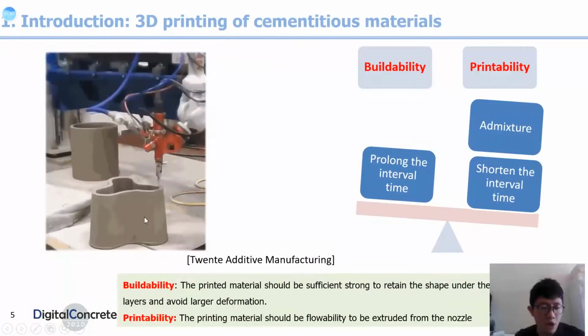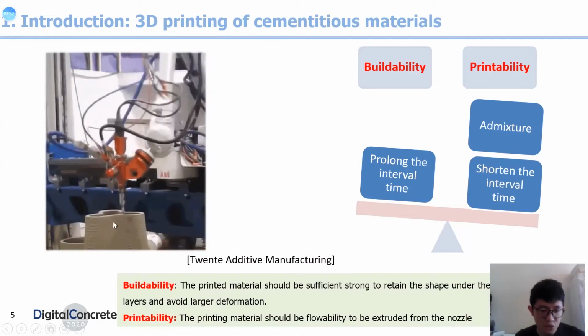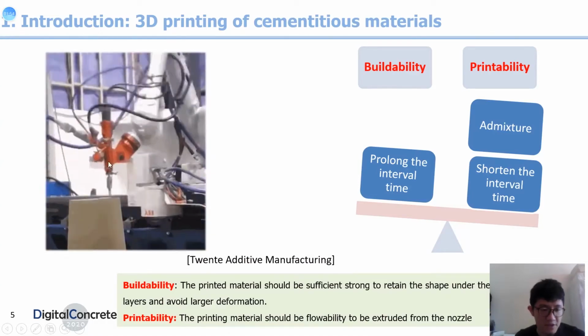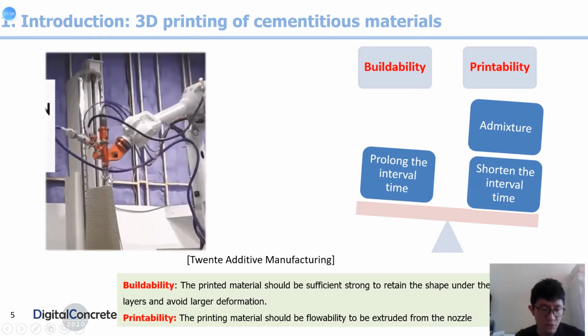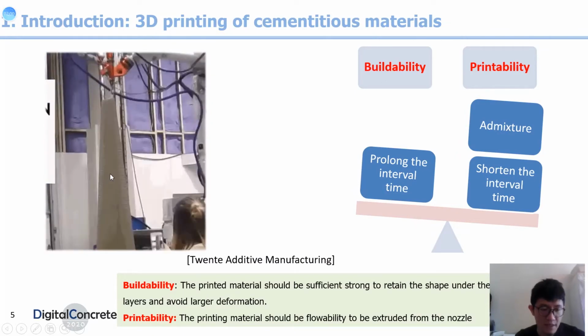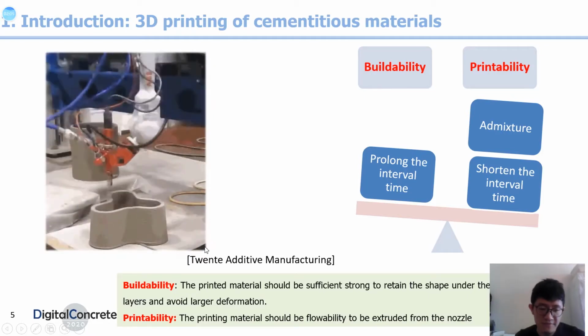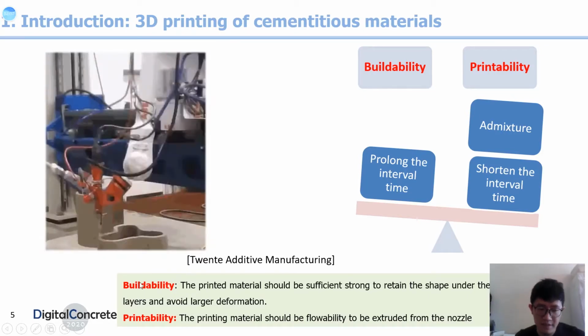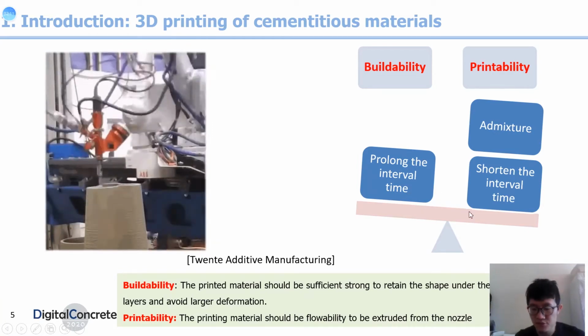When we print an object, we must make sure the material can first be extruded from the nozzle. After extrusion from the nozzle, the material should be strong enough to build the capacity for the subsequent load. So it means there are 2 influence factors. The first one is the buildability. The second one is the printability. We need to find the balance between these 2 factors.